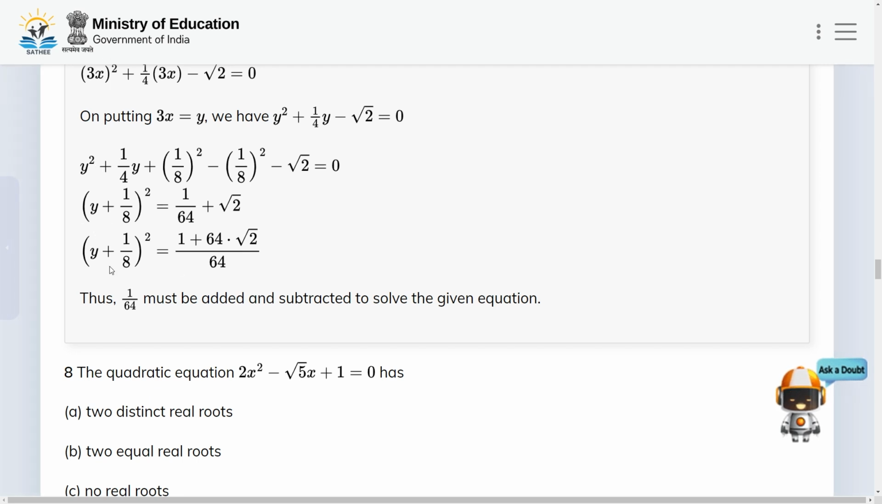Okay, and it implies (y plus 1 by 8) whole square is equal to (1 plus 64 times root 2) by 64. Okay, so thus 1 by 64 must be added and subtracted to solve the given equation.